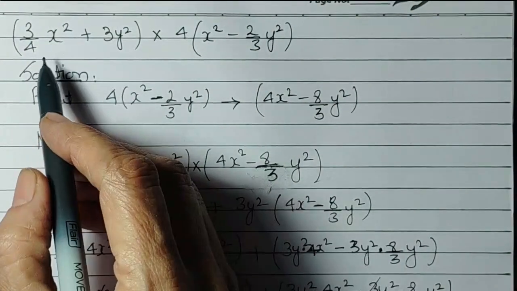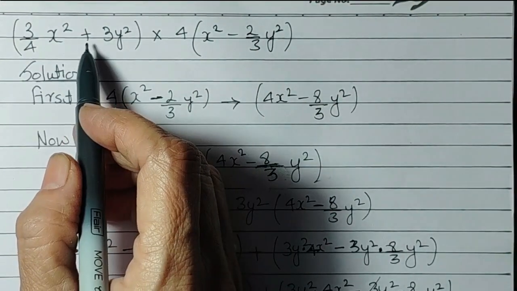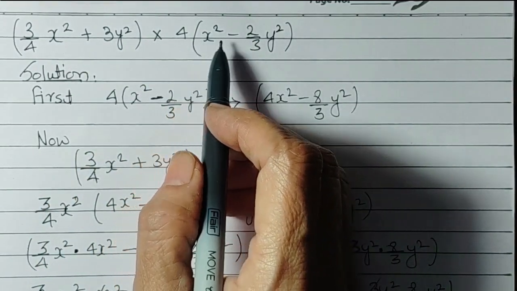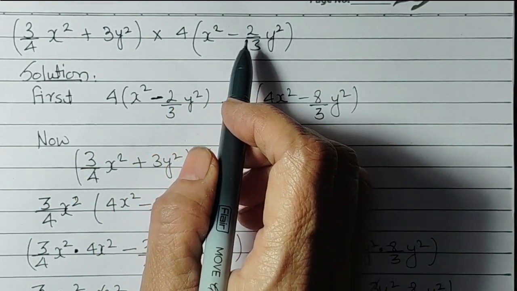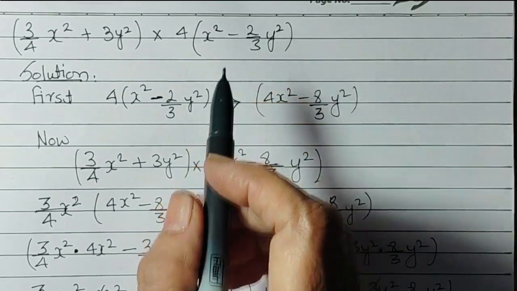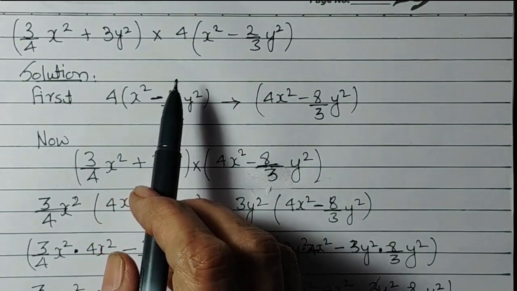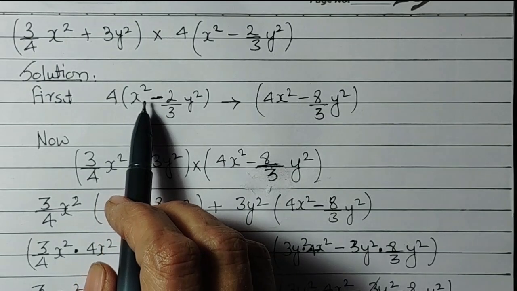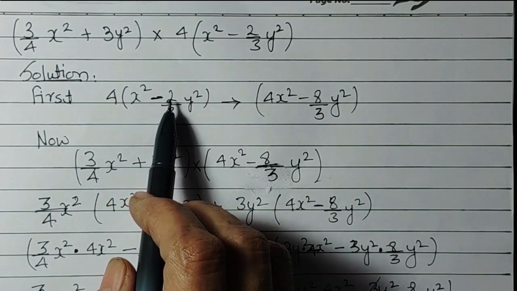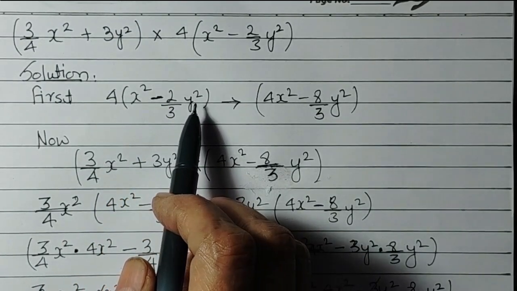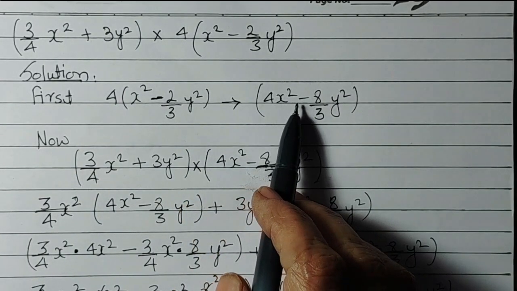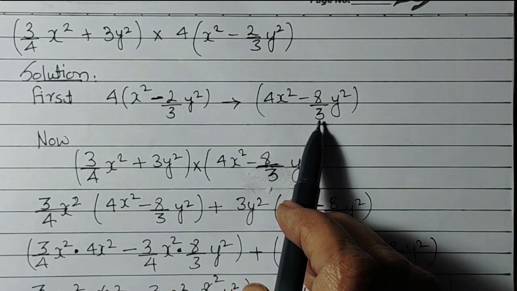We have to multiply (3/4 x² + 3y²) into (4x² − 2/3 y²). So first we will multiply 4 with this bracket. It is 4x² − 2/3 y², which becomes 4x² − 8/3 y².